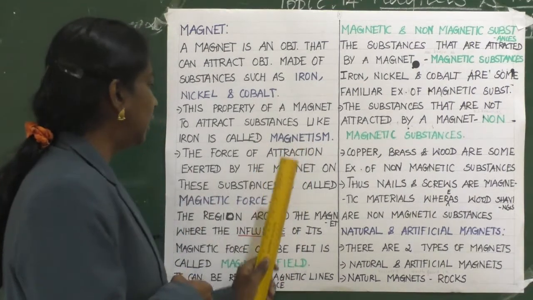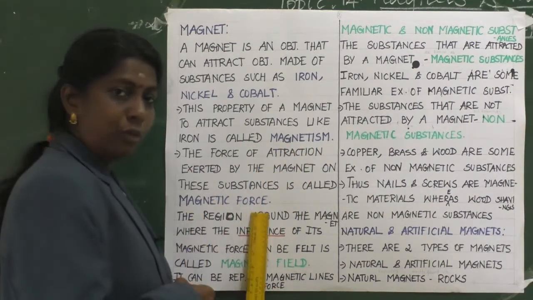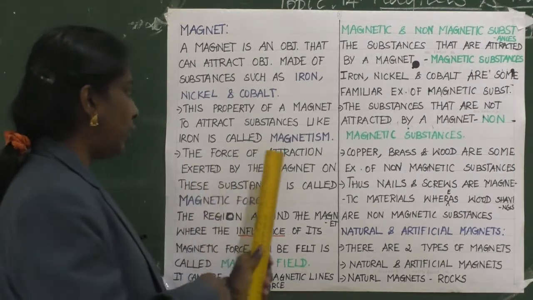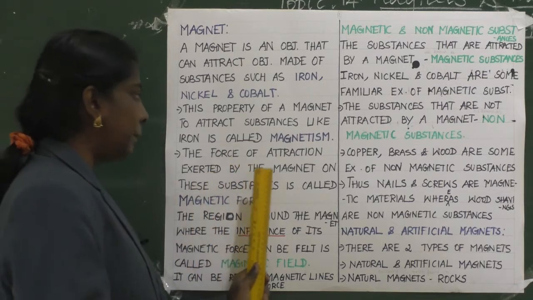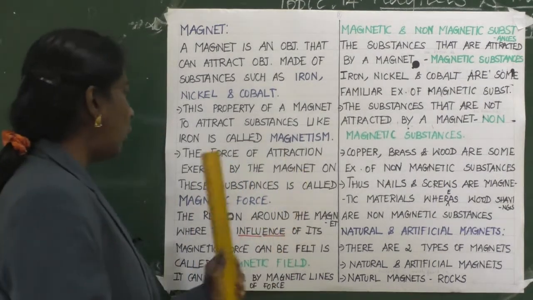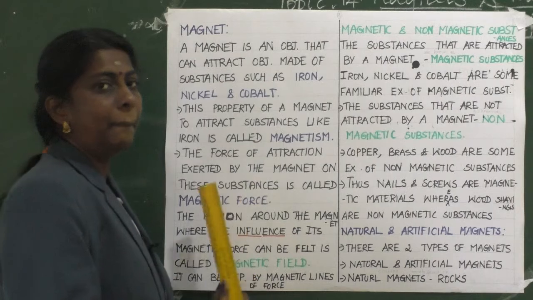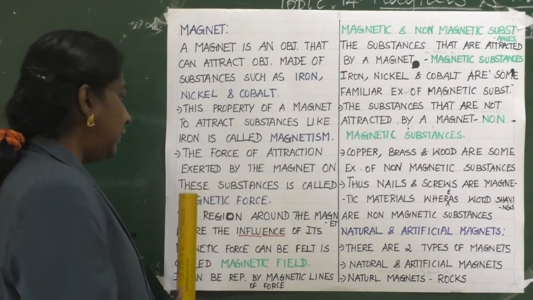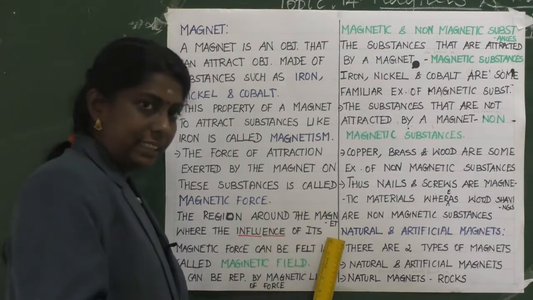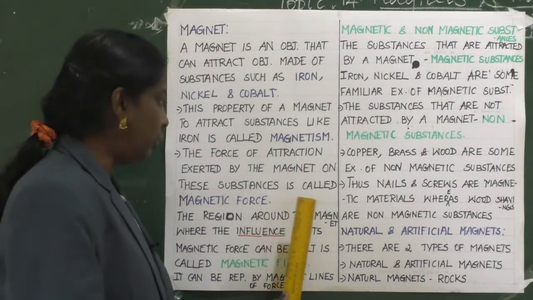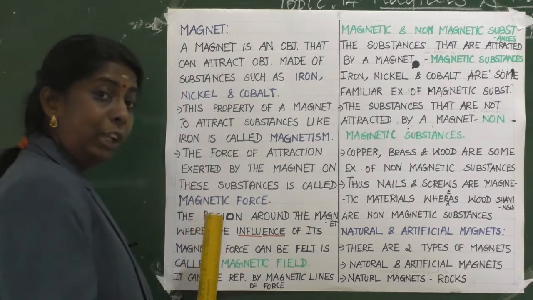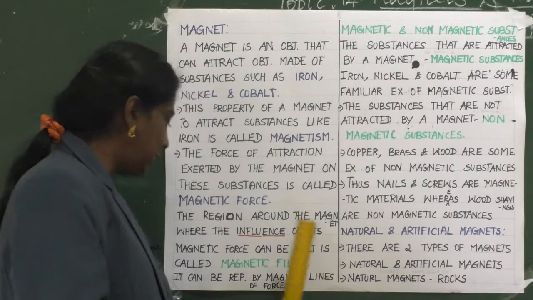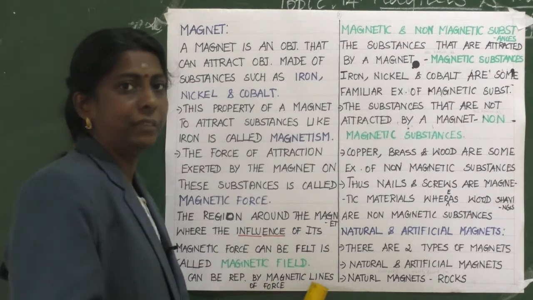Next thing is about magnetic force. What do you mean by magnetic force? The force of attraction exerted by the magnet on these substances is called magnetic force. Then, the region around the magnet where the influence of its magnetic force can be felt is called magnetic field.